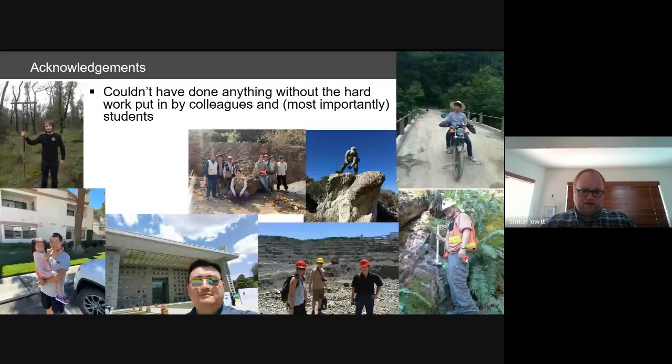And just a few acknowledgements. I couldn't have done anything at all without the hard work put in by colleagues and most importantly students. These are a range of students I've worked with over the past few years at UNLV and my time before that, just to acknowledge their contributions to the research that I've outlined in the last few slides. To emphasize that research was undertaken by people like this working in a university setting. I haven't shown anything in that last half of the slide that doesn't have the name of myself or one of my students on it.